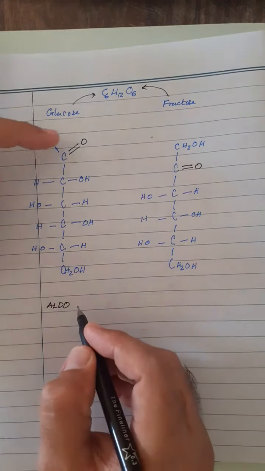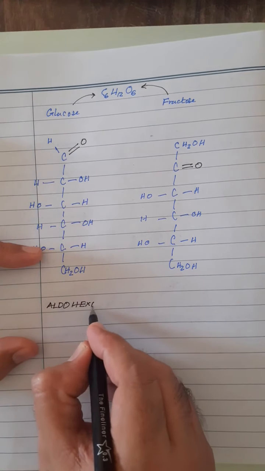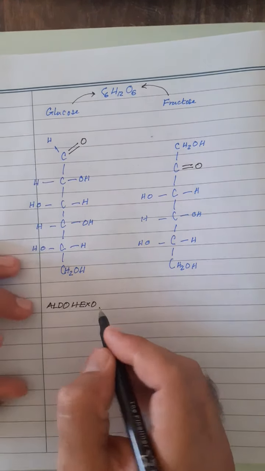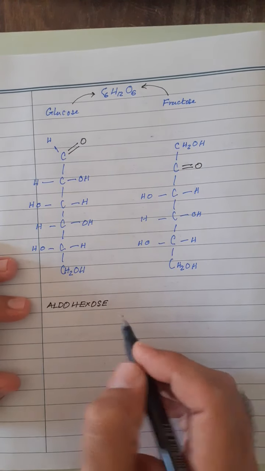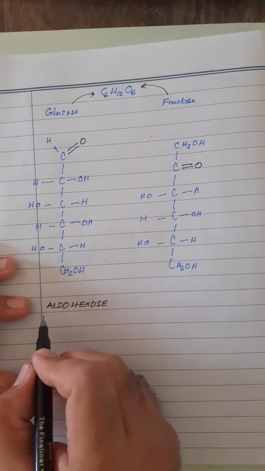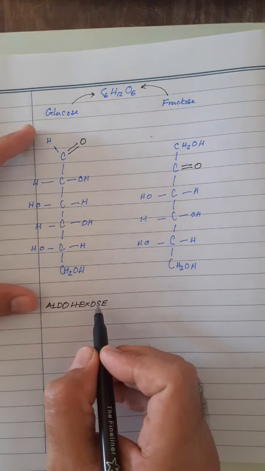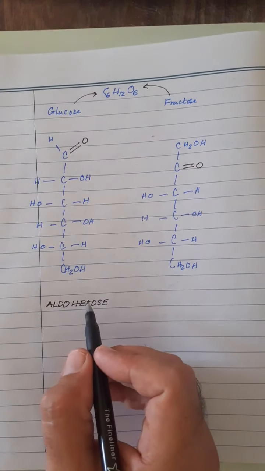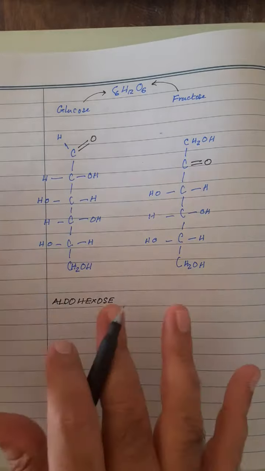Why aldo? Because it's aldehydic. And why hexo? Hex, because of 6 carbon. And why ose? Because this is the suffix for carbohydrates. Maltose, glucose, fructose, ose. So aldohexose is the chemical name of glucose. However, there are many isomers, the alpha, beta, plus, minus isomers, but this is the simple one, aldohexose.